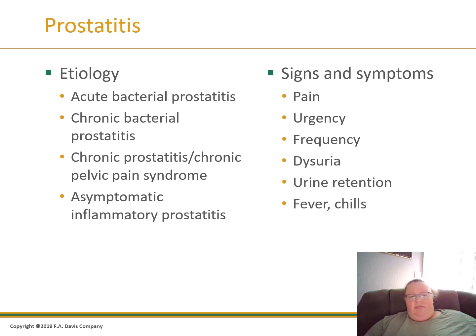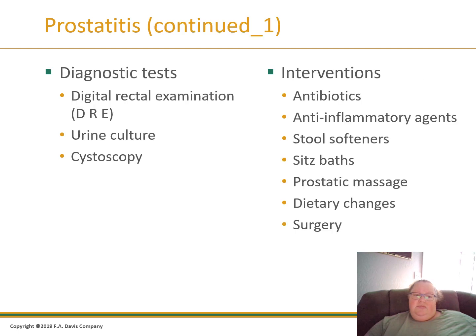Eventually, it can cause pelvic pain syndrome. Usually, though, it can be asymptomatic. Your signs and symptoms are pain, urgency, frequency, dysuria, urine retention, and fever and chills. Our diagnostic tests often include a DRE, a digital rectal exam, a urine culture, and cystoscopy.